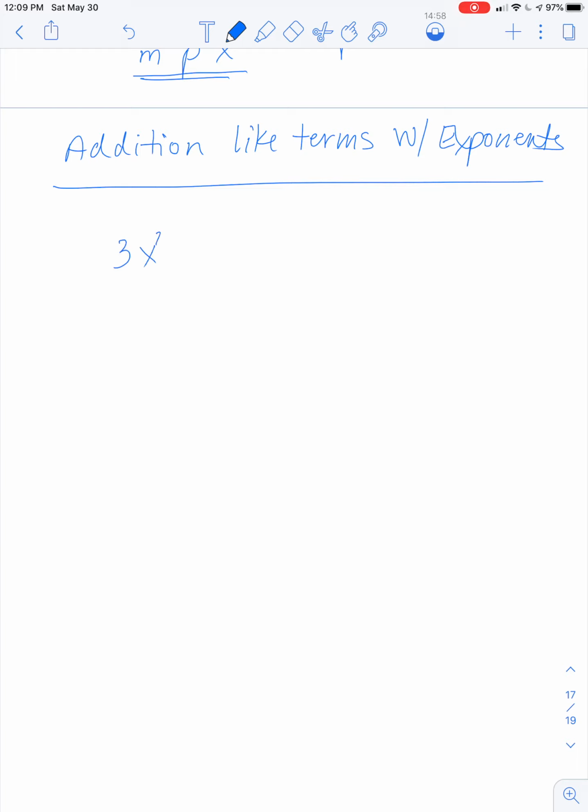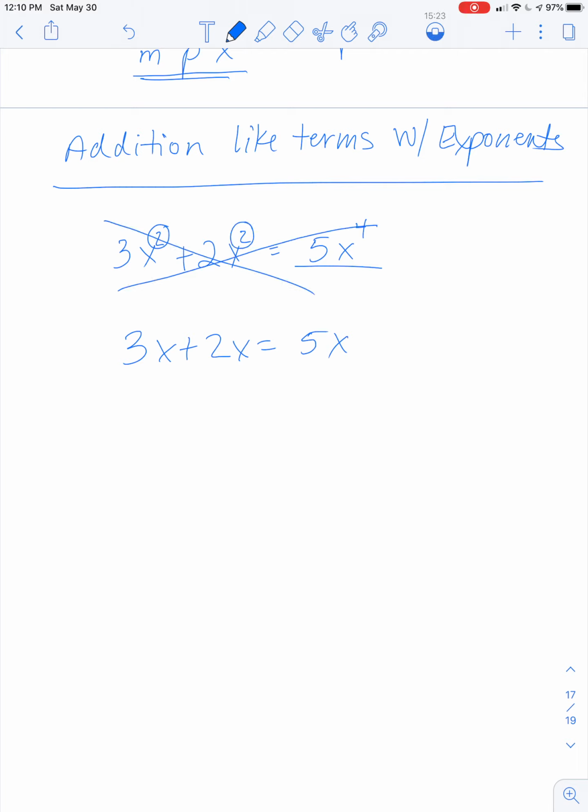The first example, if I had 3x squared plus 2x squared. What does that equal? There's a couple things I can think about here. If this said 3x plus 2x, I feel pretty confident that you would say that's 5x, and you're absolutely right. So this is not 5x to the fourth. I know we just did a whole bunch of problems where we added exponents, but that is not correct on this one.